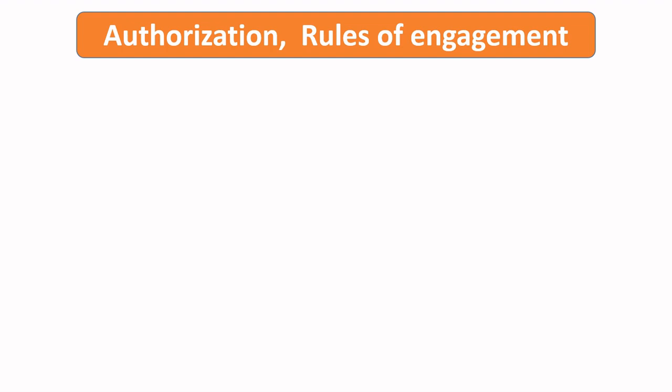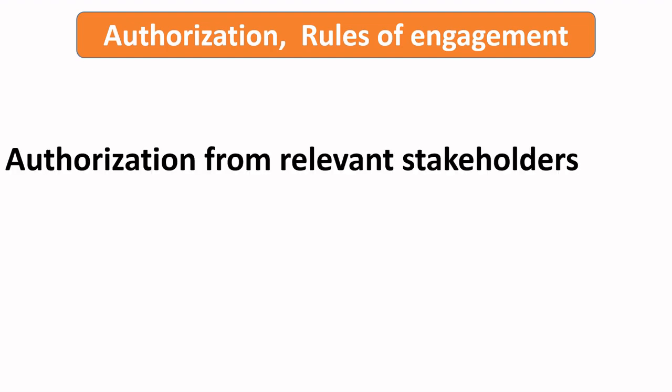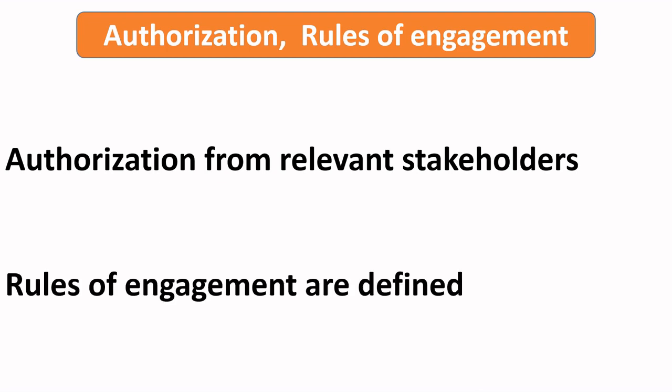Point number four, authorization and rules of engagement. Prior to starting the VAPT exercise, ensure that all the VAPT activities are authorized by relevant stakeholders and a written consent is obtained from the system owners. Check and verify the rules of engagement are defined and whether testing is happening as per the rules of engagement, to ensure the security of sensitive data and limit the impact on production systems.